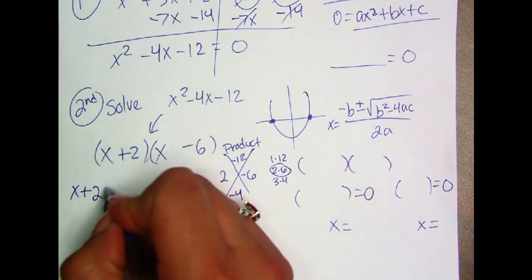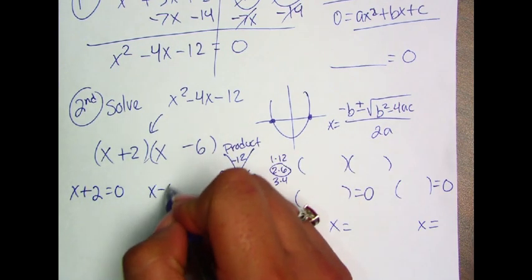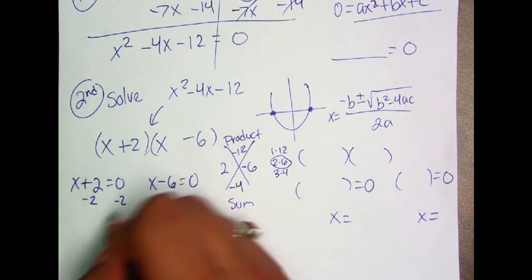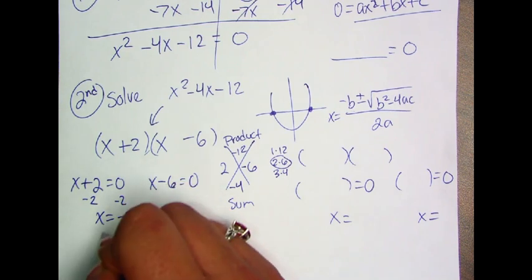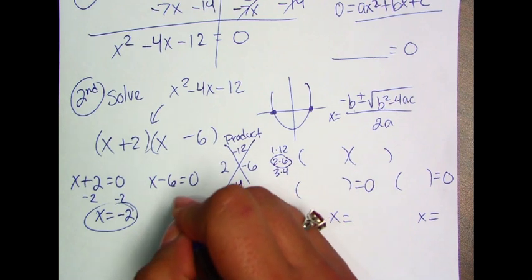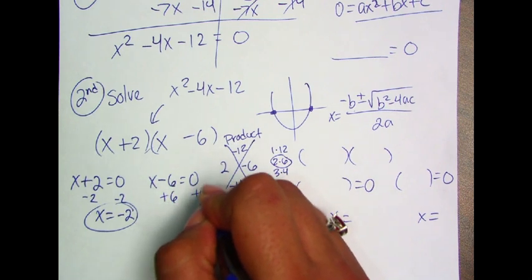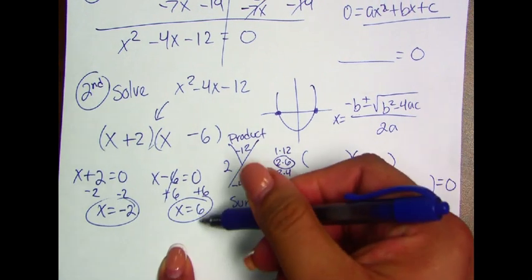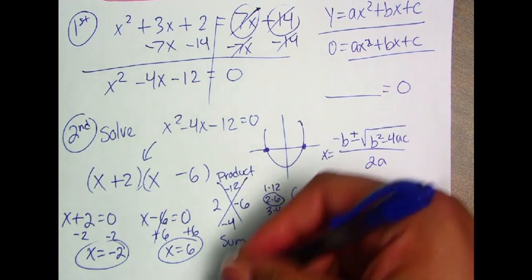So we're going to grab each factor and equal it to 0, and now solve. One of the solutions is x equals negative 2, and the other solution is x equals positive 6. So these are the solutions to the equation when it equals 0.